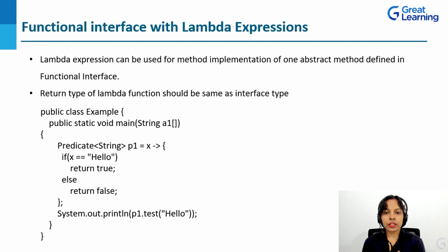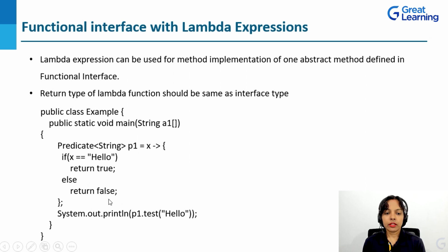Few things to keep in mind here: the return type of the Lambda function, that is, the Lambda expression code, should be the same as the interface type. Lambda function here refers to the Lambda expression or the Lambda code. The return type has to be of the same type as the functional interface. Meaning, after the Lambda expression is executed, the value returned from it should be stored in an object reference of type functional interface. For example, if you see here, there is a public static void main method inside the class Example.